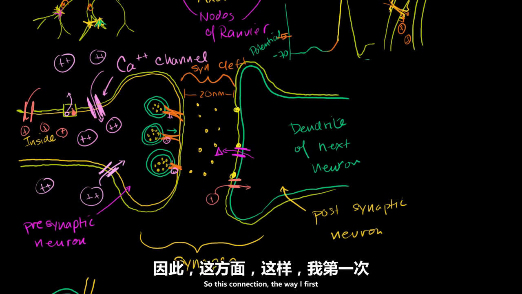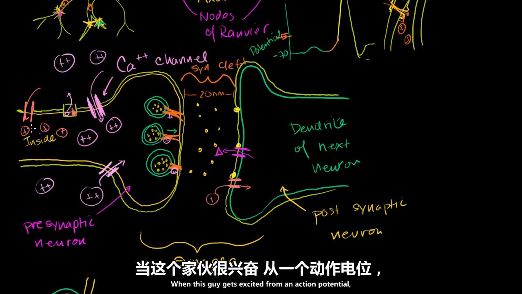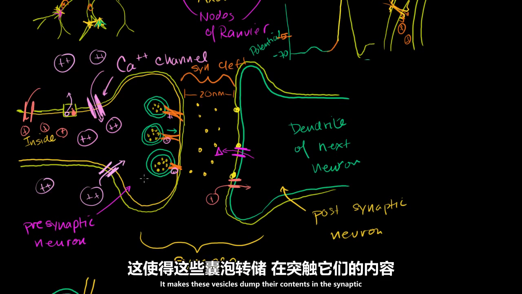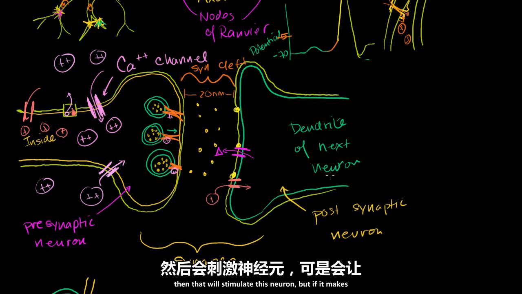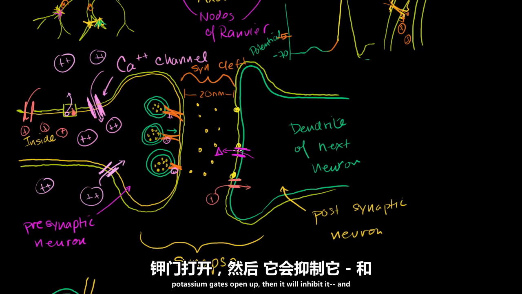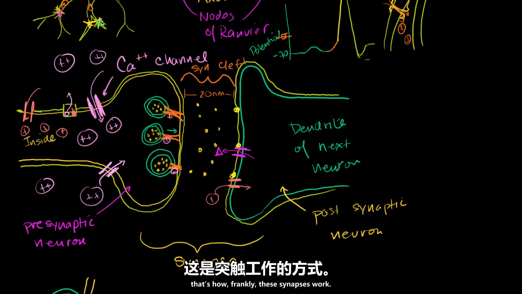So this connection, the way I first described it, is exciting. When this guy gets excited from an action potential, calcium floods in. It makes these vesicles dump their contents into the synaptic cleft, and then that will make other sodium gates open up, and that will stimulate this neuron. But if it makes potassium gates open up, then it will inhibit it. And that's how, frankly, these synapses work.